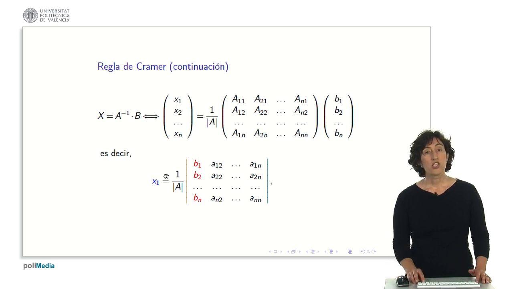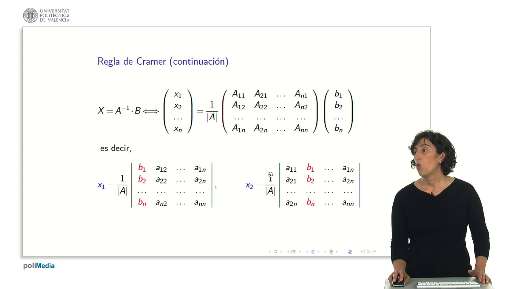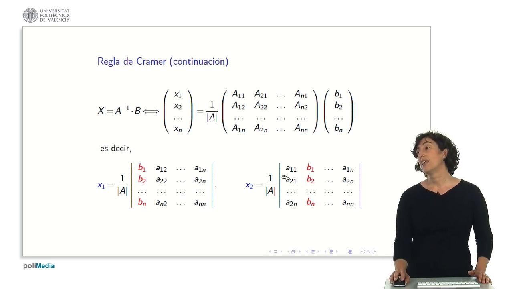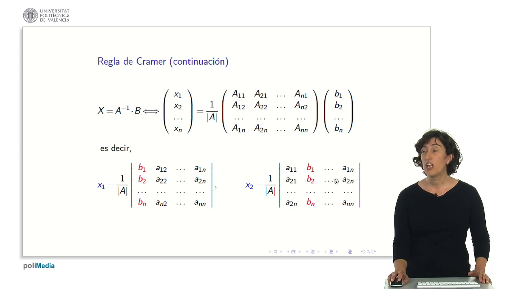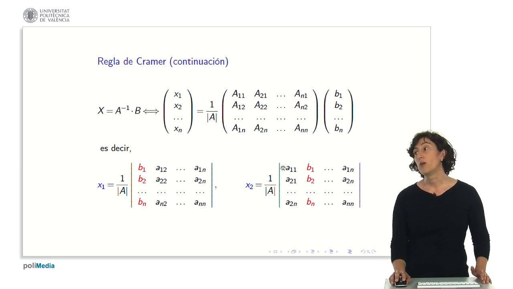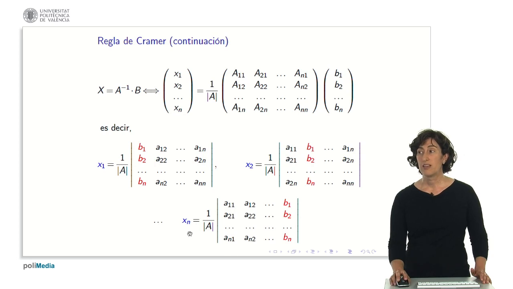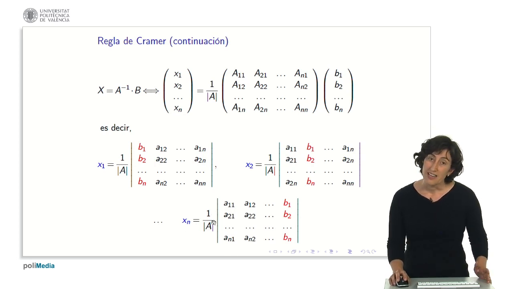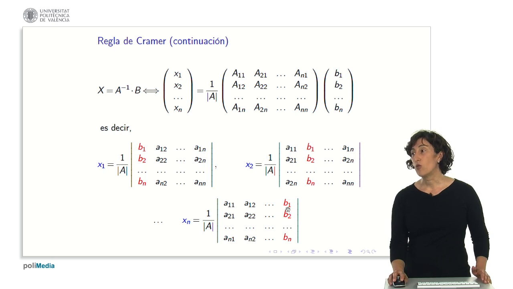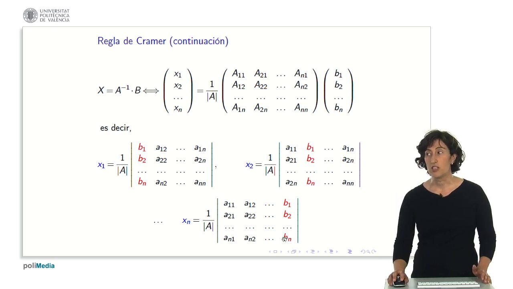How will I obtain x2? Well, in an analogous way, the determinant of A in the denominator and in the numerator, I will have the determinant of A, where I have replaced the column 2, since it is the variable 2, by the vector of independent terms. And so on, x3, the determinant of A in the denominator and in the numerator, I will replace the column 3 by the vector of independent terms, etc., until I reach the last one. Xn will be the determinant of A in the denominator. And in the numerator, I will replace the last column, the column n, by the vector of independent terms.